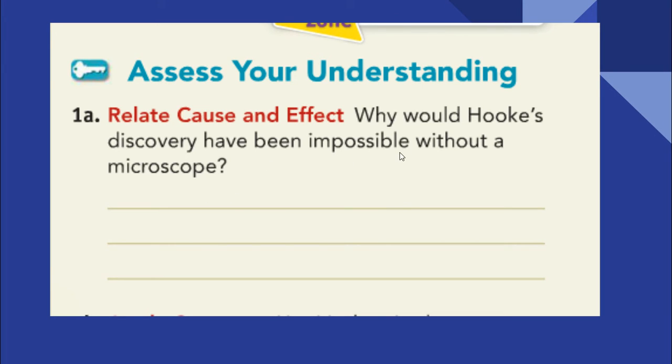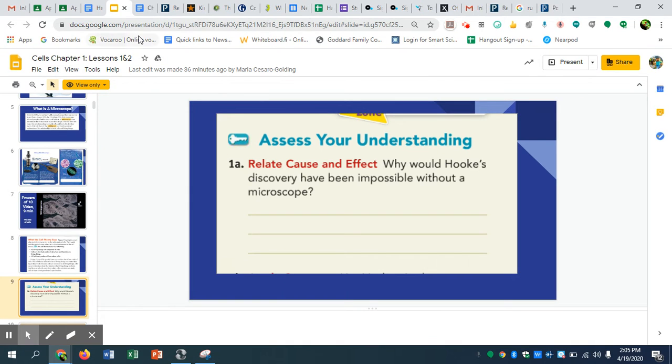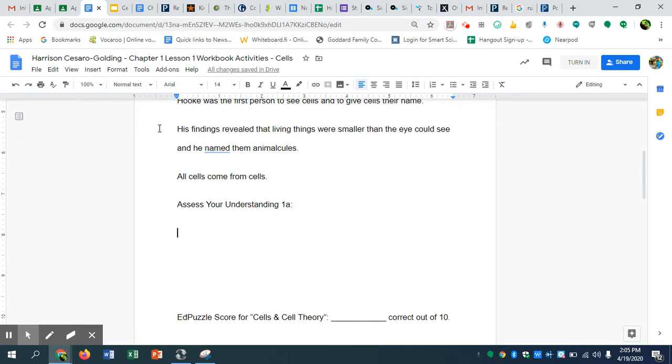Why would Hooke's discovery have been impossible without a microscope? So think about that. Why? What was so important about the invention of the microscope? Well, we couldn't see things that were that small with our eyes. So Hooke's discovery with the microscope was so important because we were able to see cells, which are smaller than our eyes can see, right? So just because we can't see it doesn't mean it's not there. So we were finally able to see.